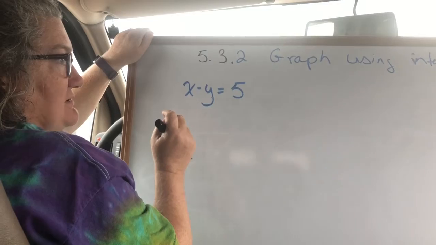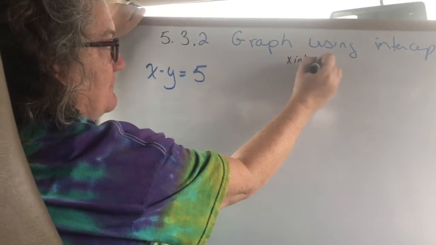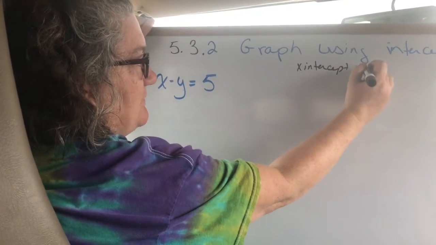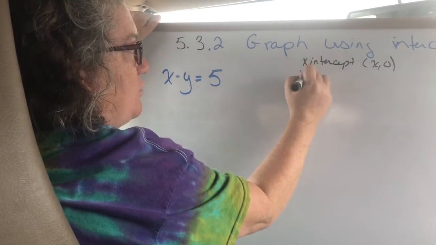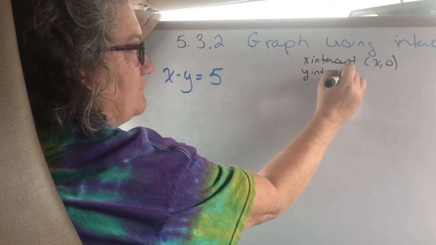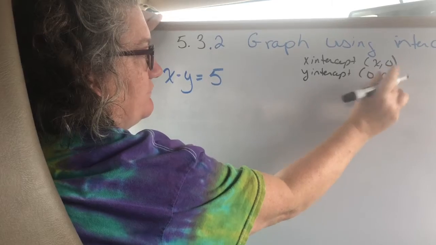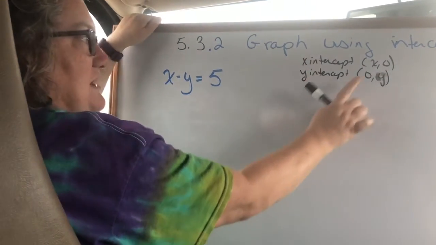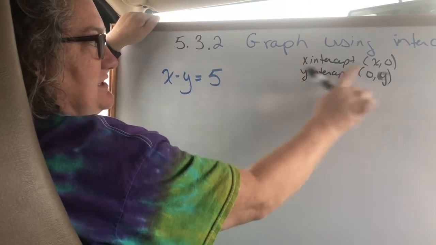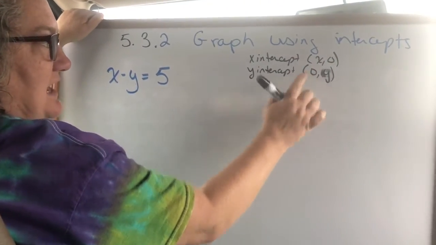which axis it's crossing. We also learned that our x-intercept is going to be the x value, comma, and the 0 is going to be for y. And our y-intercept is going to be a 0 for the x and a y for the y. Okay? So we know these two facts. If we want the x-intercept, the y's got to be 0. If we want the y-intercept, the x has got to be 0.